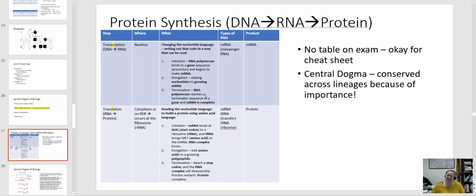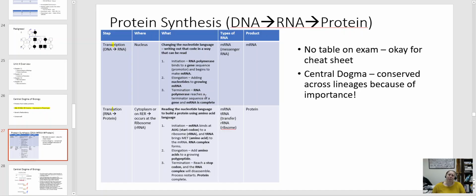Transcription comes first. That occurs in the nucleus. And so if you see anything related to DNA, the nucleus, RNA polymerase, or the building of mRNA using nucleotides, you are looking at transcription. That is DNA to RNA, and our end product is that messenger RNA, which carries the genetic information through translation.